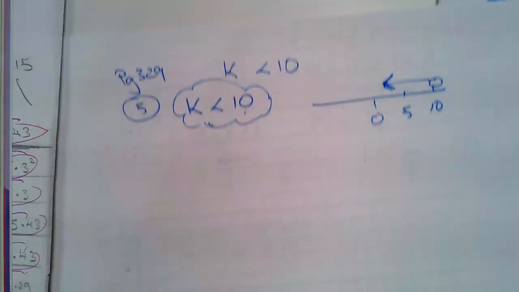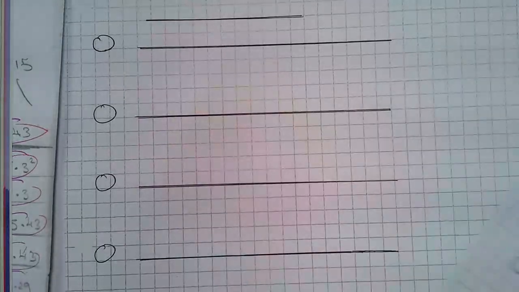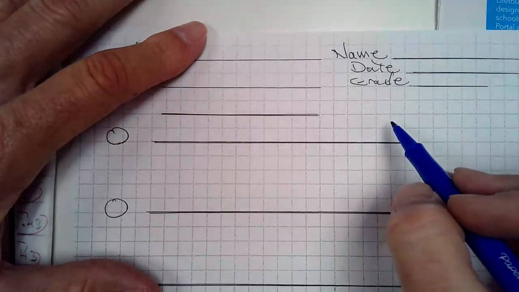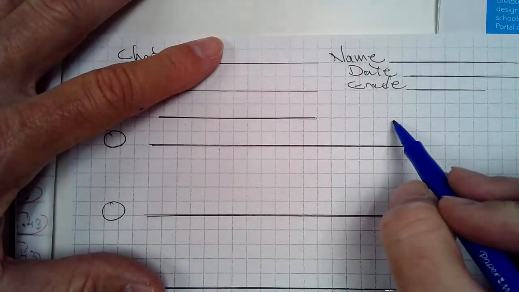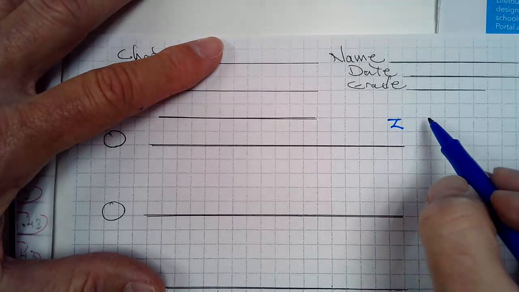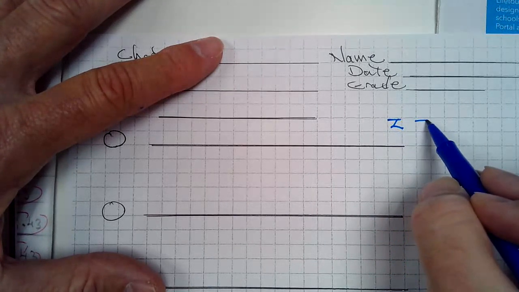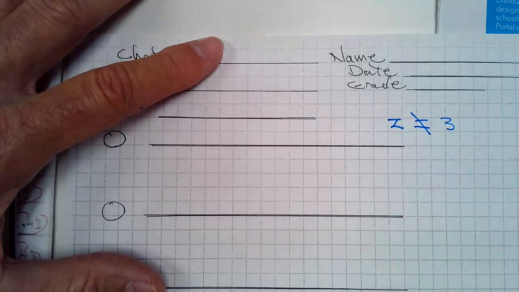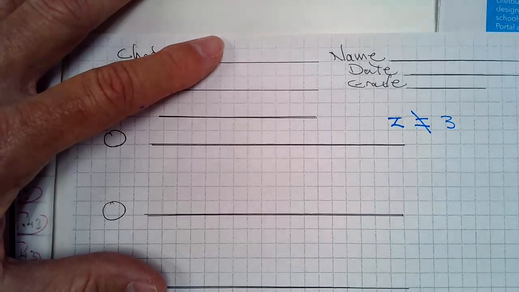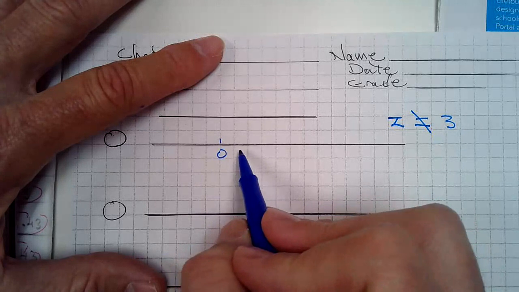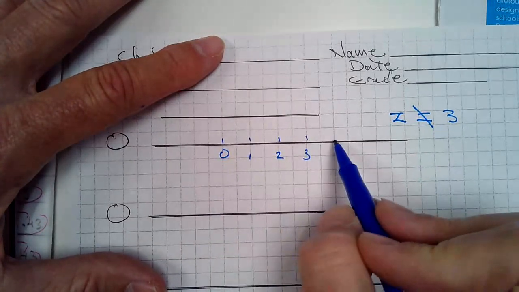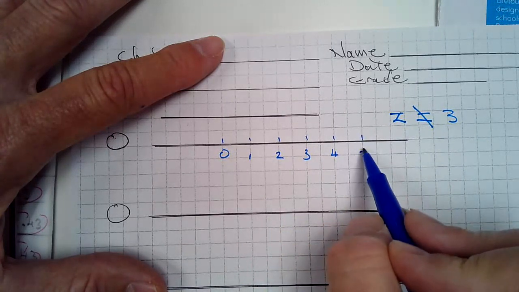All right. So, one more thing I wanted to show you guys, because you guys will come across this. One more. So I'm going to write an inequality here. Z is not equal to 3. You might see something like that. Pay attention. So here's 0, here's 1, here's 2, here's 3, here's 4, and I'll just do 5.